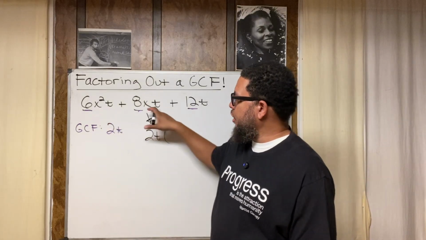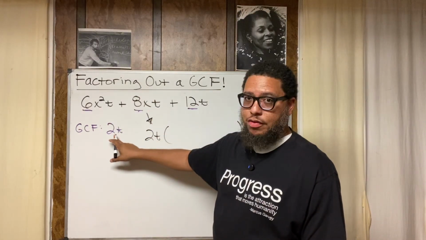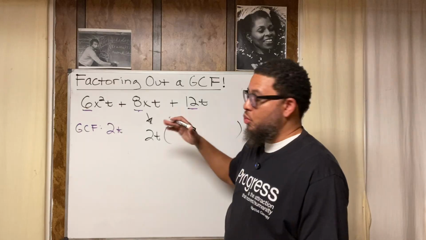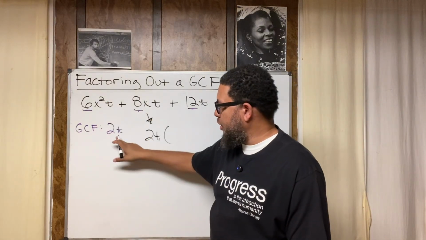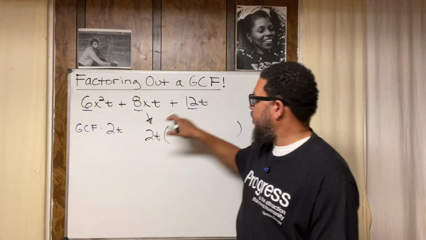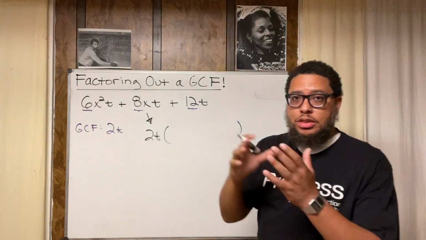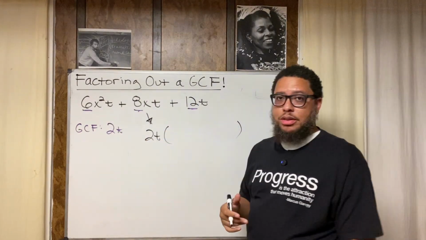We're going to divide each of these three terms by the GCF. Divide each of these three terms one at a time. Divide this by the GCF. Divide this by the GCF. Divide this by the GCF. And then we're going to take those quotients and put them inside the parentheses.